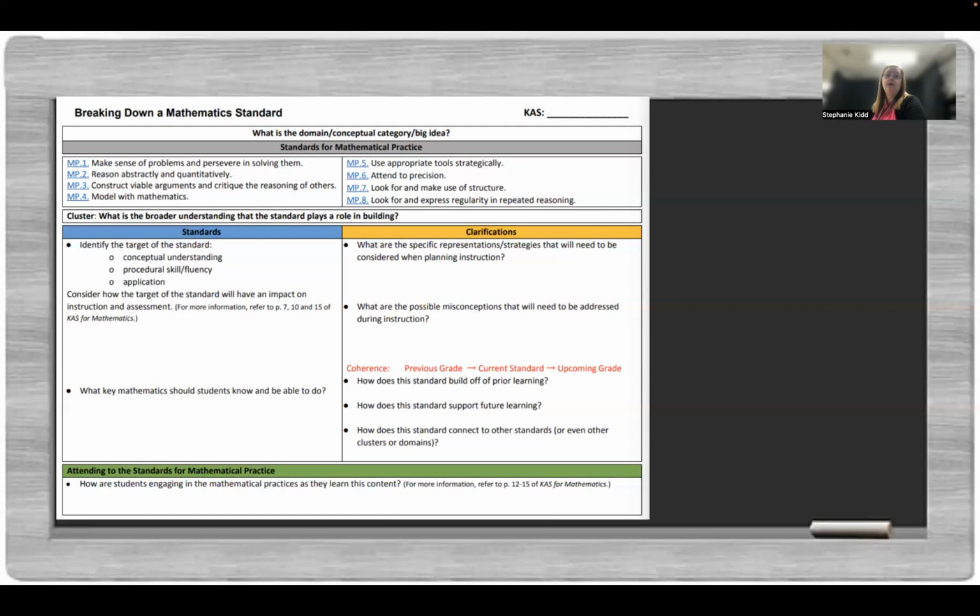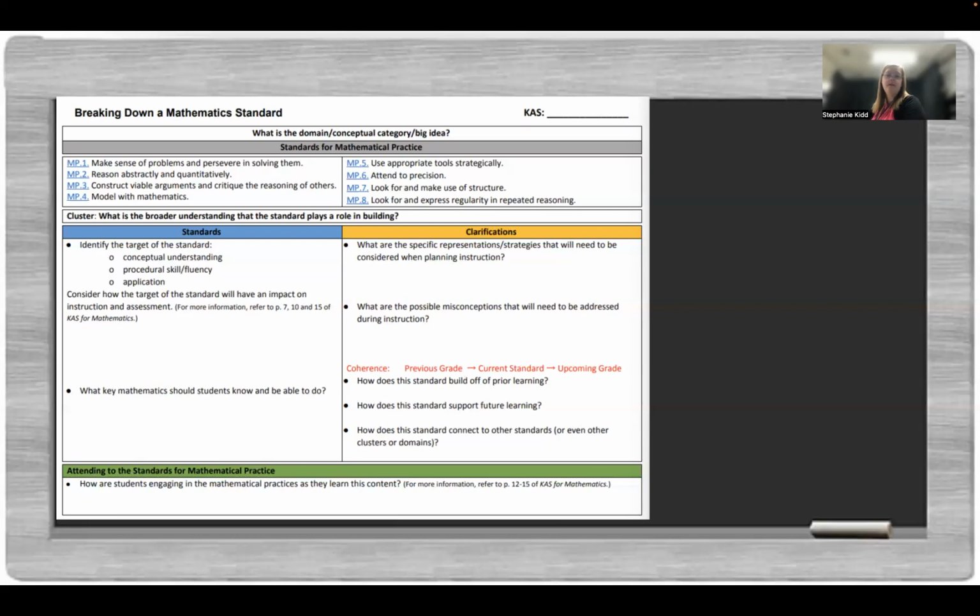And then again, if we look at the coherence, we're going to look at the grade level before. Do they understand everything there? And right now, with us coming back from a pandemic and some other things that are going on, we need to make sure that our students have that prior knowledge, or do we need to build that first? And then how does the standard support future learning? So we look at the upcoming grade level and we say, okay, does our assessment get them to the point to where they would be ready for the next grade level?